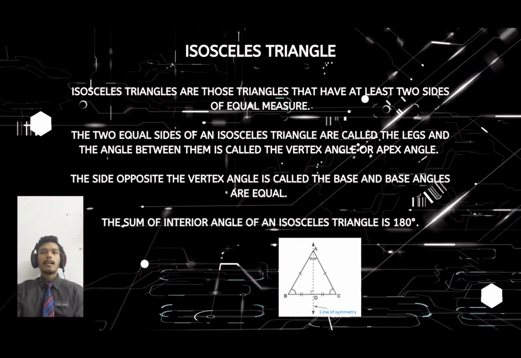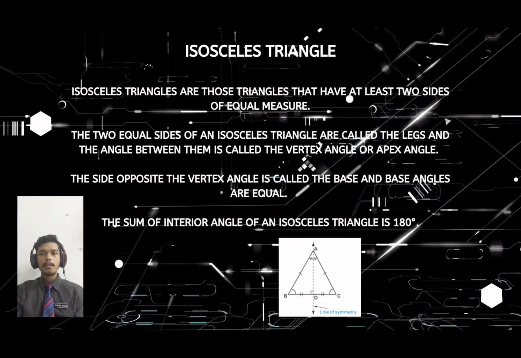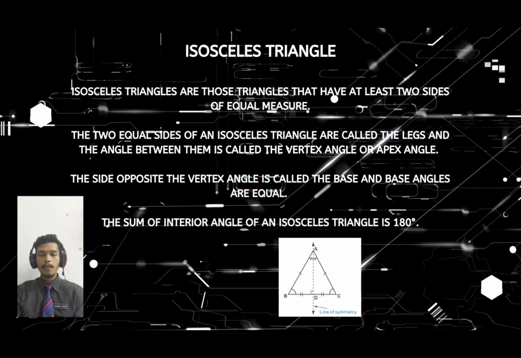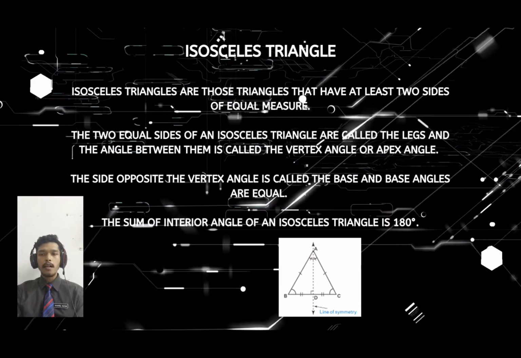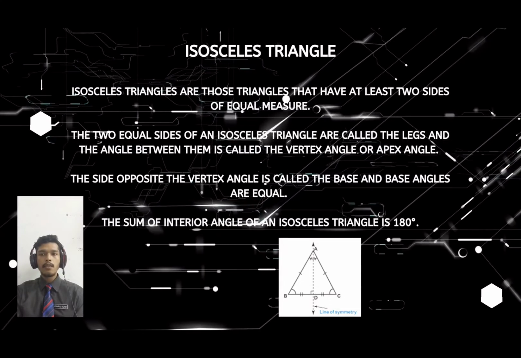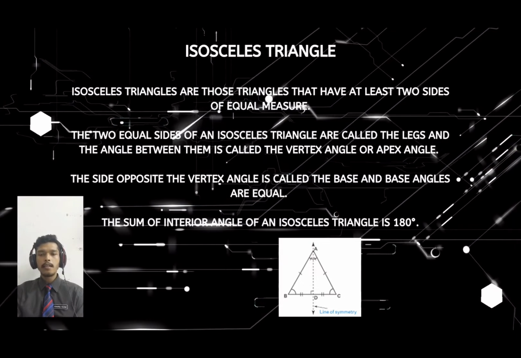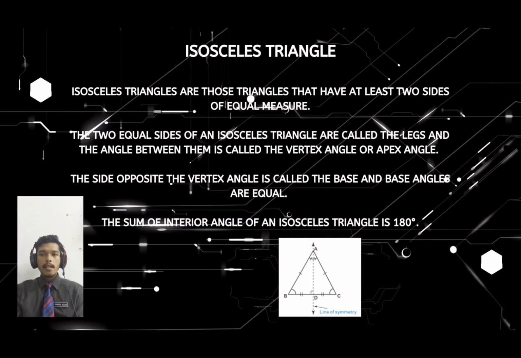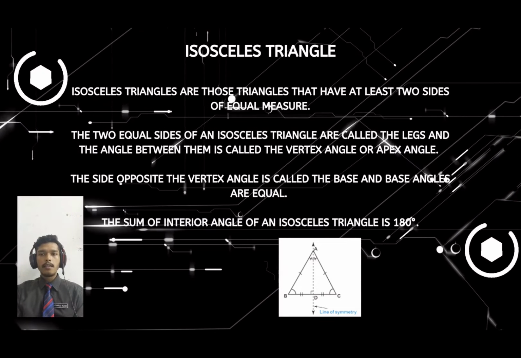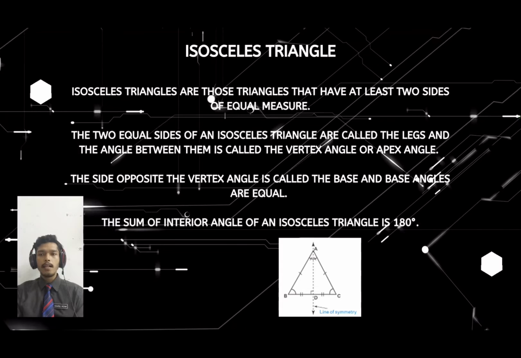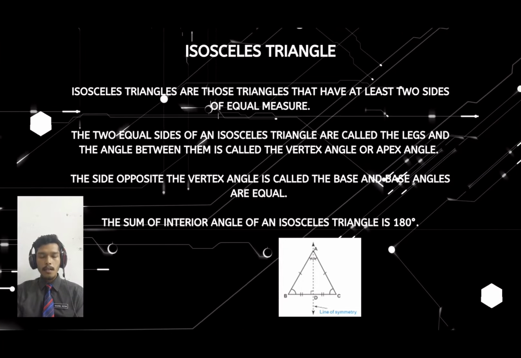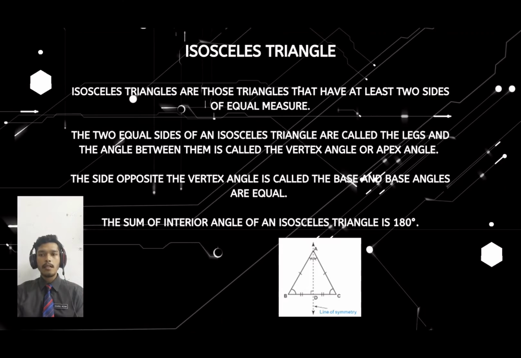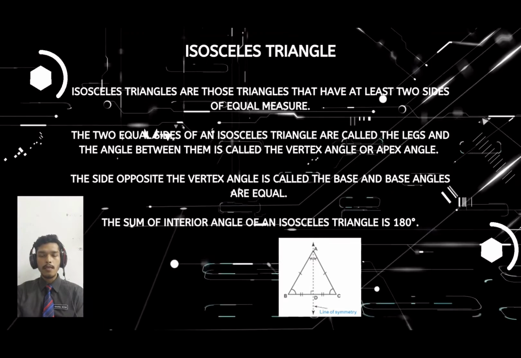Isosceles triangle. Isosceles triangles are those triangles that have at least two sides of equal measure. The two equal sides of an isosceles triangle are called the legs, and the angle between them is called the vertex angle or apex angle. The side opposite the vertex angle is called the base, and base angles are equal. The sum of interior angles of an isosceles triangle is 180 degrees.